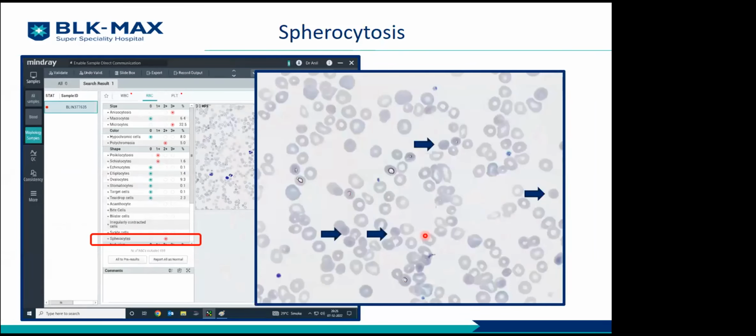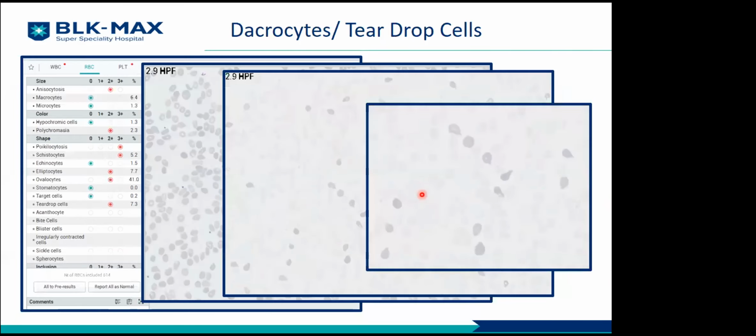Another case, a child, who was coming with a classical picture of hemolysis as far as the clinical findings were concerned. And the digital morphology analyzer had taken it up for a smear review post the rules which it looked at. We got a spherocytic flag, and obviously we could also see the presence of spherocytes in this picture. And of course, there is polychromasia, which you can see in the background, very distinctly telling you that we're dealing with a case of spherocytosis.